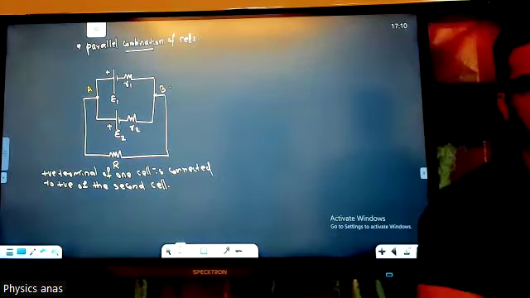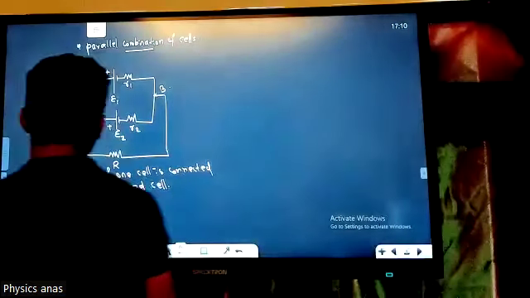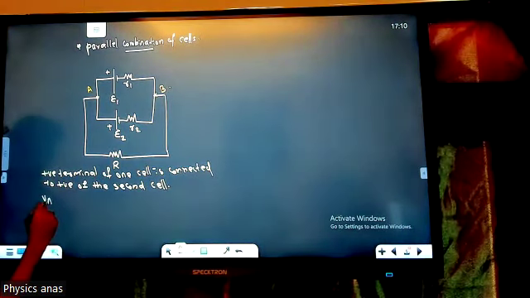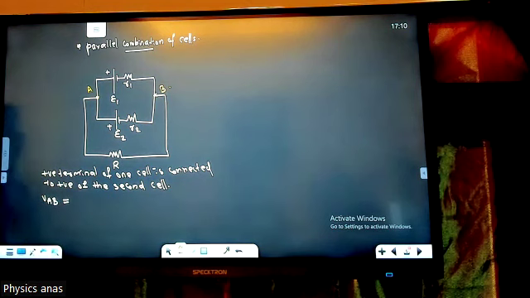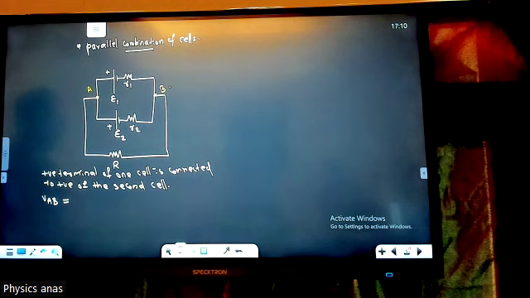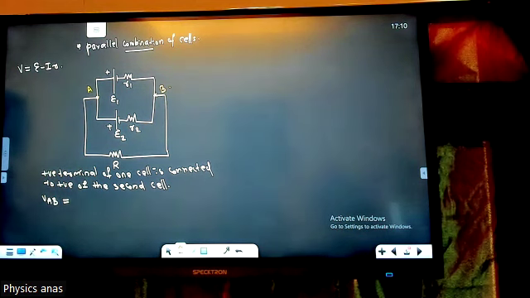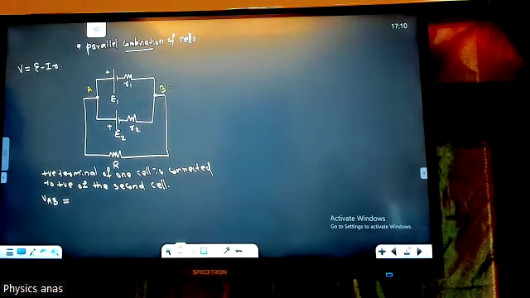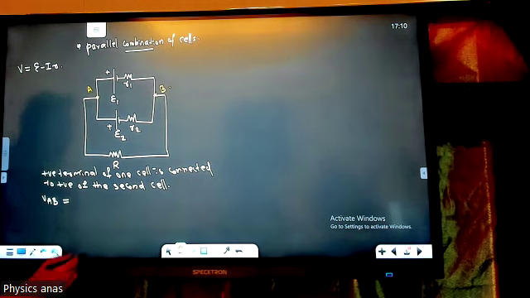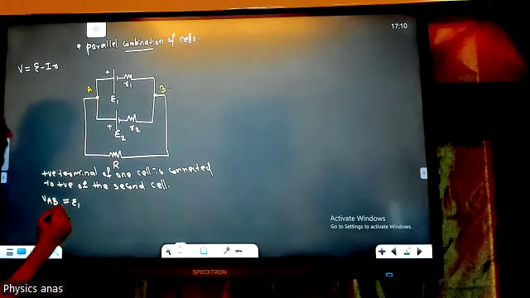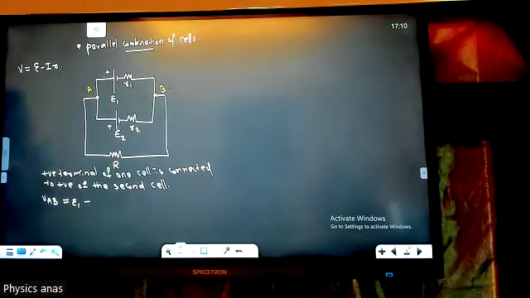Now we have a combination. What will be the equation of VAB? We have the equation V is equal to E minus IR. But I'm just asking for the VAB voltage equation. What is your voltage equation? E1 minus... there is the problem.